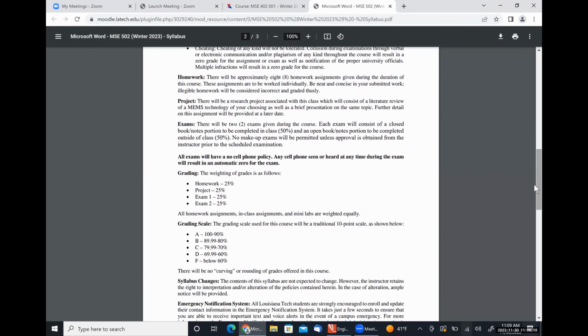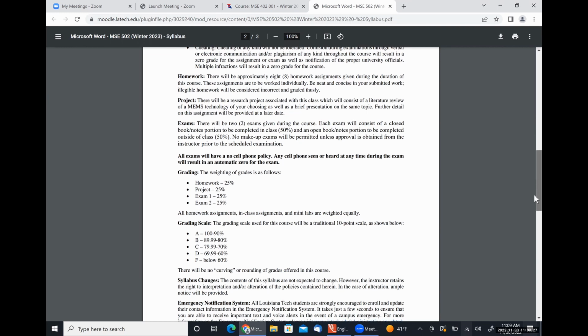Each of the different things in this class, homework, project, and the 2 exams, are all worth 25% of your grade. I need to edit that because in-class assignments and mini labs are not part of this class, so that was me copying stuff over from my circuit syllabus apparently. So I'll have to fix that.